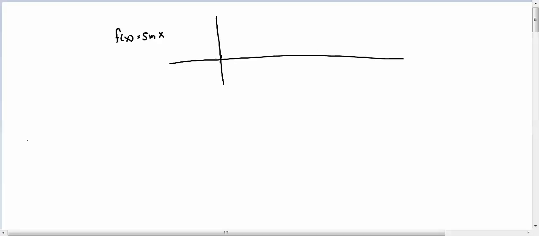So let's say that we have f of x equals sine of x. And we know what the graph of that looks like. It kind of looks like this. It starts at 0 here, and then we know it goes down to 0 again at pi, and exactly halfway there at pi over 2, it goes up to 1.